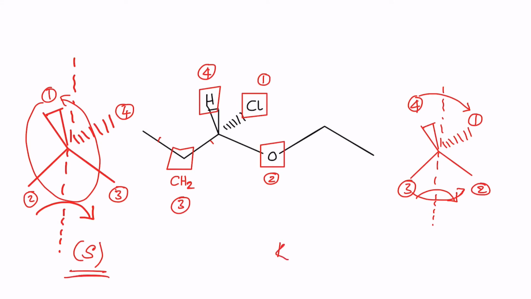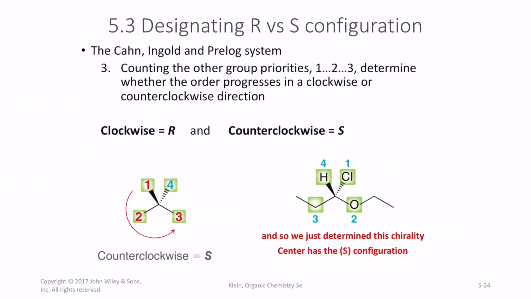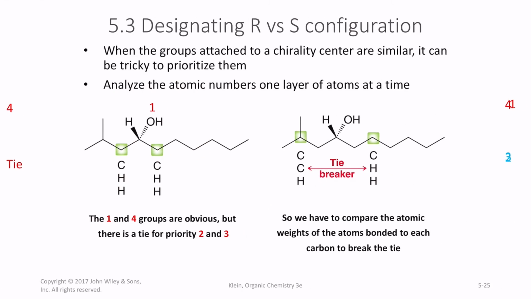R and S are only applied for chiral centers. So we only draw them for chiral centers. Do not draw them for anything else, just draw them for chiral centers. The second step is to arrange the molecule so that the lowest priority group always faces away from you. And finally, rotate the structure to check whether it is counterclockwise or clockwise. Now, in the same manner, let's try one another problem.